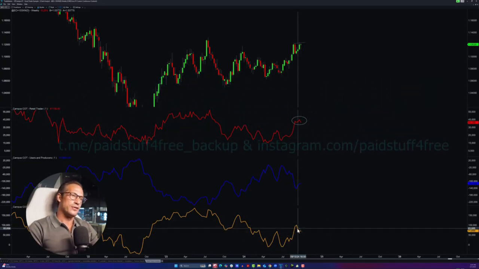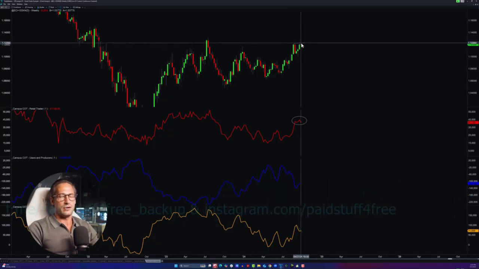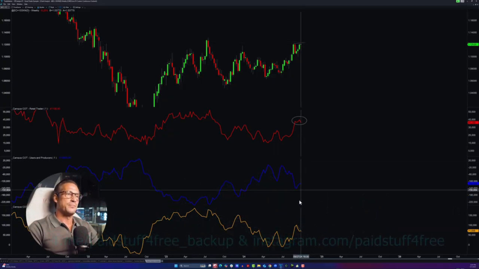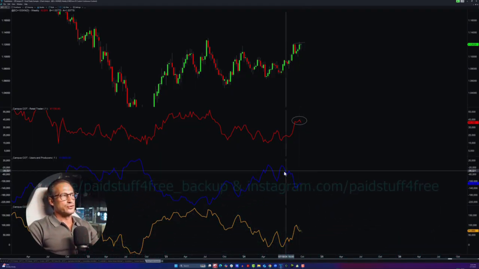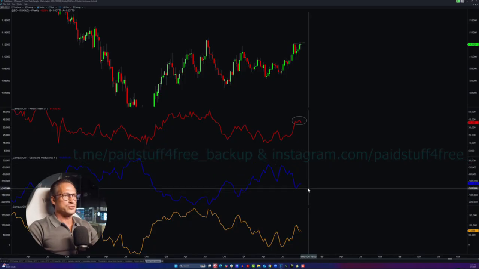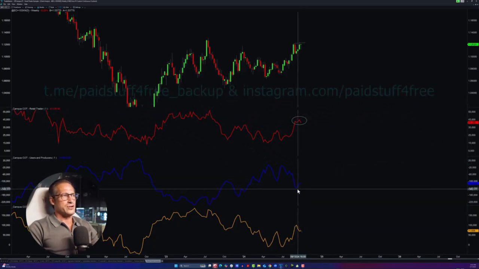So that's another clue for that rally, what I would call a fake rally, that price is about to drop here as well. Now we could also look at users and producers, and you see they're also bearish here.